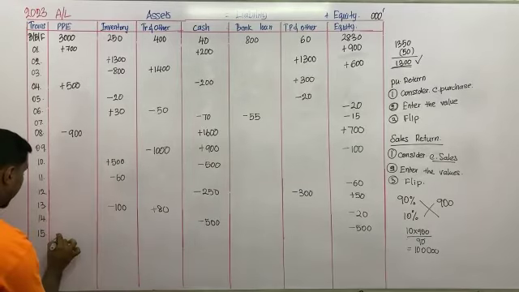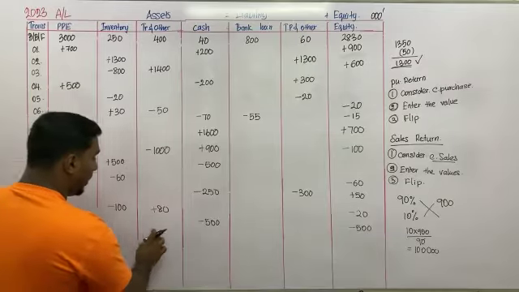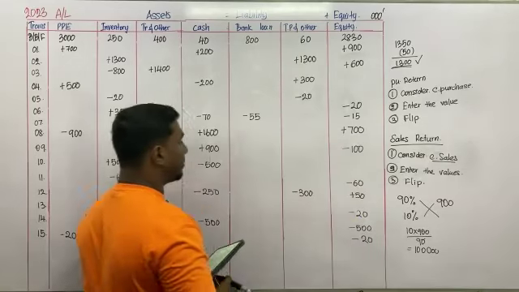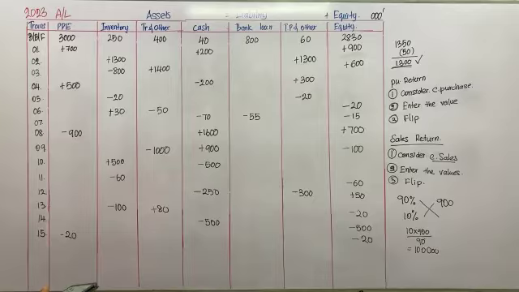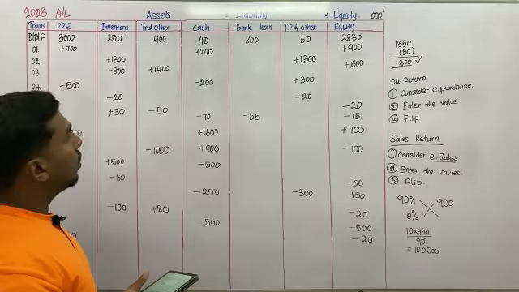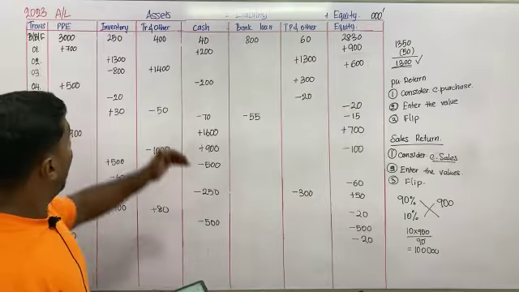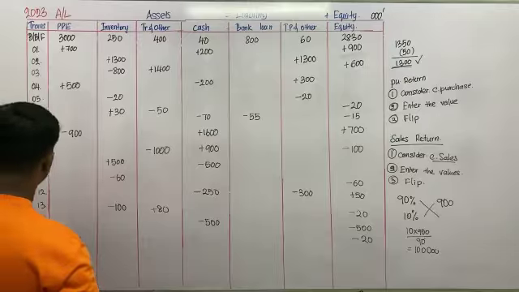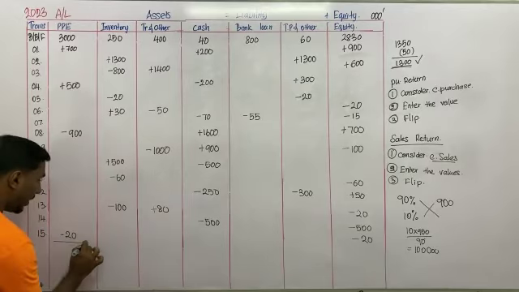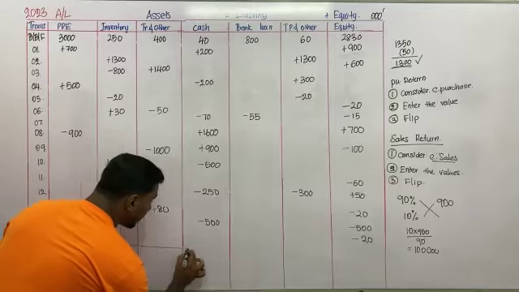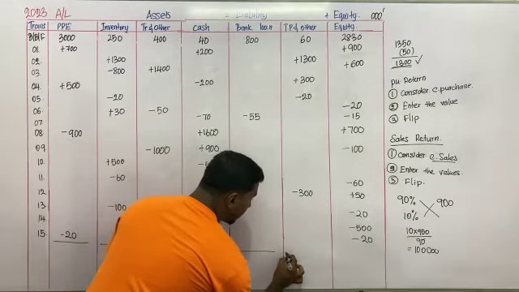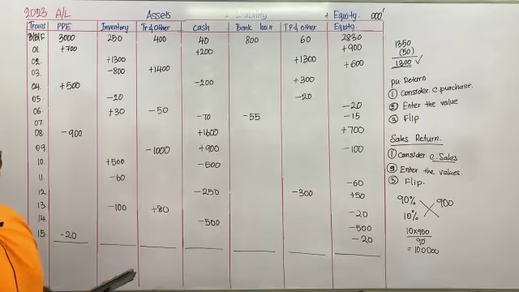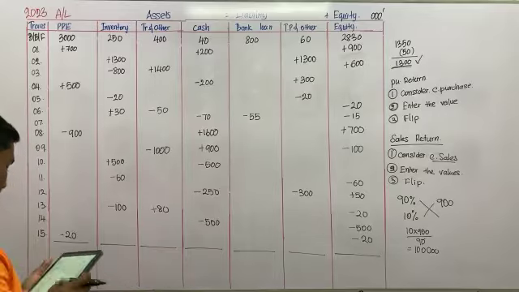PP depreciation minus 20, since the depreciation is an expense, minus 20. Okay. So now what we have to do? After entering all the transactions, we have to get the final numbers. Okay, let's get the final numbers here.